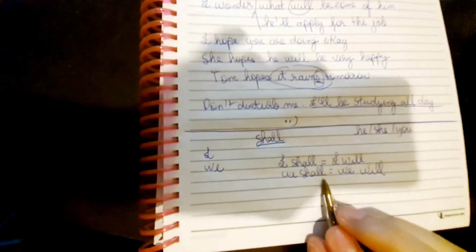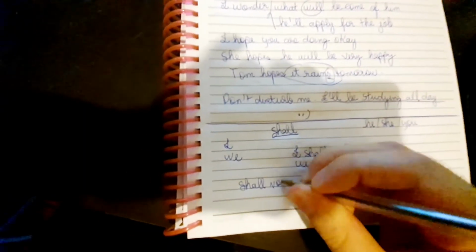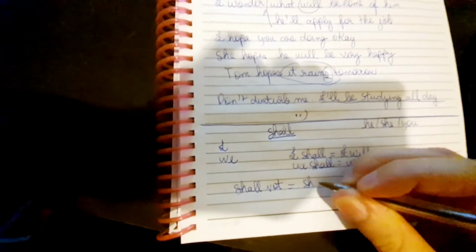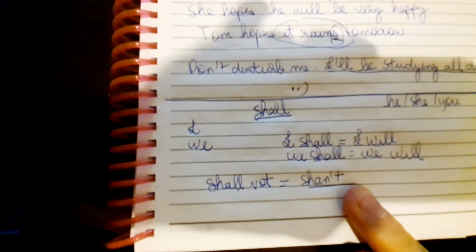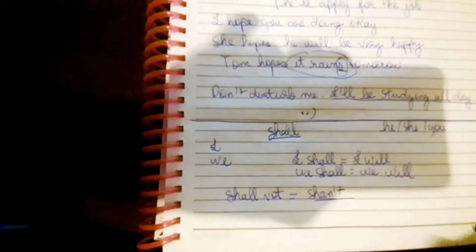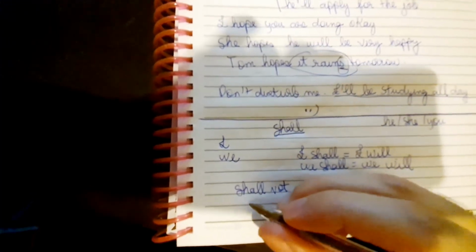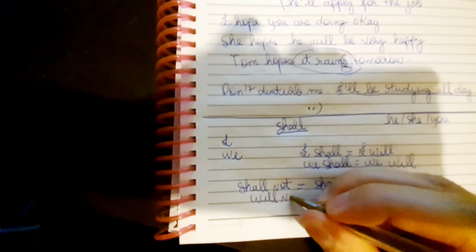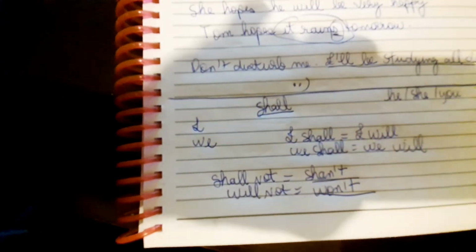The negative form of shall is shall not, or shan't. It's the contracted form. For will, you already studied in previous lessons that it's will not, or won't, which is the contracted form.